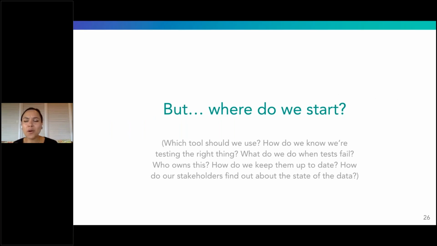All right. So now hopefully I've given you some ideas as to what kind of issues you can prevent by having good testing. But the question is, where do we start, right? Which tool should we use? How do we know we're testing the right thing? What do we do when a test fails? Who owns this? How do we keep the tests up to date? How do our stakeholders find out about the state of the data? So tons of different aspects here. This is a talk in itself. This is an entire separate talk. I'm just going to give you the technical pointers as to how you can implement tests in this dbt, Airflow, Great Expectations type pipeline.